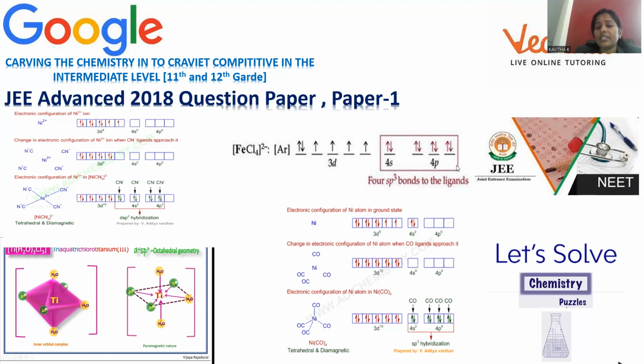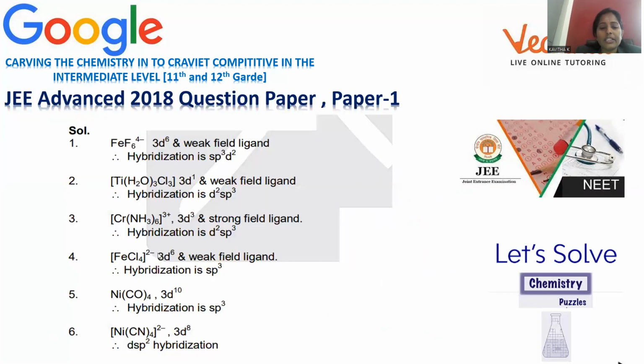So that hybridization belongs to sp3. Iron tetrachloride negative 2 belongs to sp3 hybridization. This is very clear, very simple. Because of 3d6 and weak field, all the electrons are unpaired only, and the incoming 8 electrons from the chlorine ligands are occupying the 4s orbital and 4p orbitals. So sp3 hybridization only.